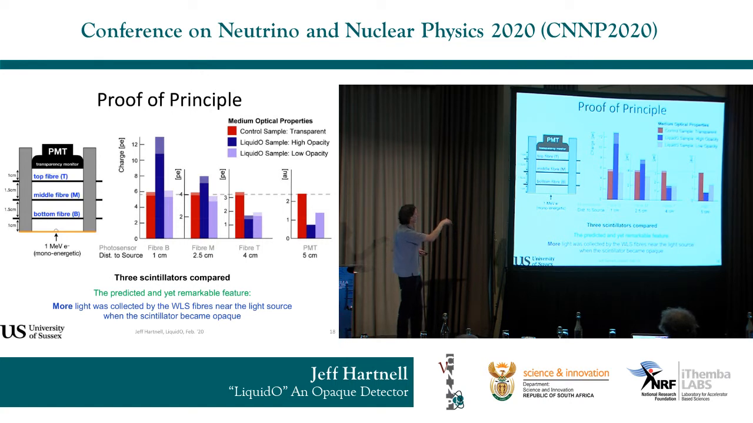on the right. And so these four plots have been normalized so that the transparent case, which was just LAB, they've been normalized to be the same height. And so the predicted and yet remarkable feature is that with the high opacity scintillator, you actually collect more light at the bottom fiber. So the light is produced down here. And so when the scintillator is opaque, it can't stream away. And so it gets trapped. So you actually collect more light because it stayed where it was.